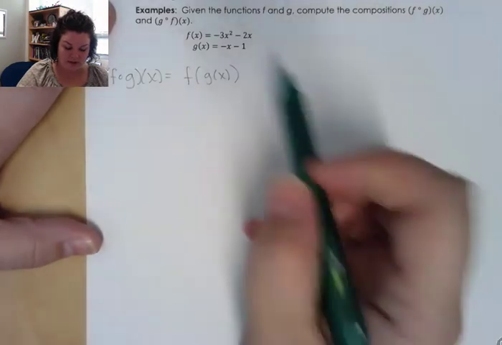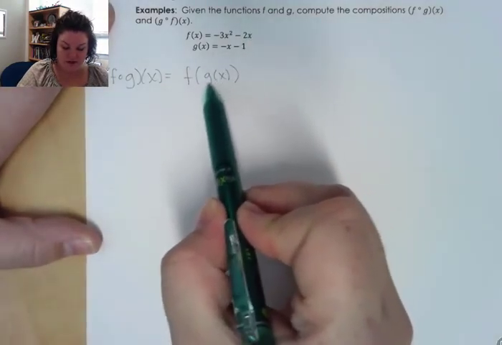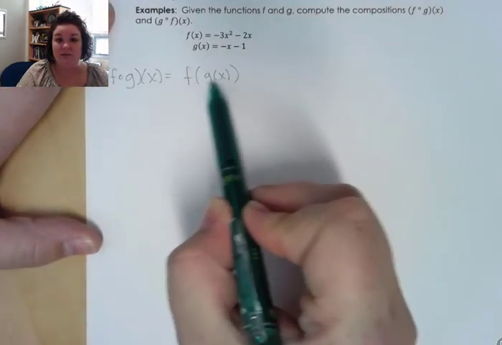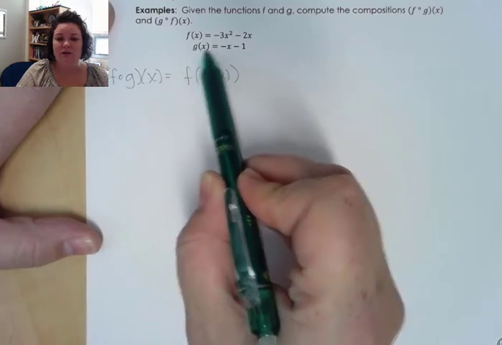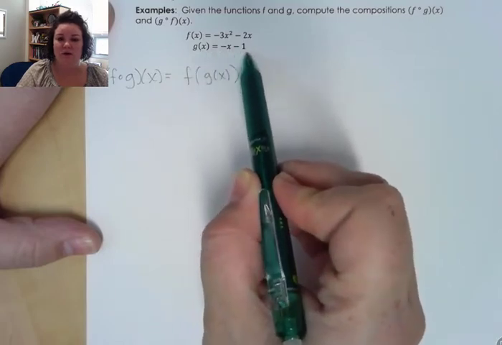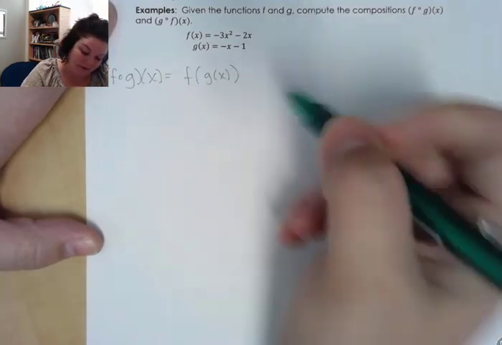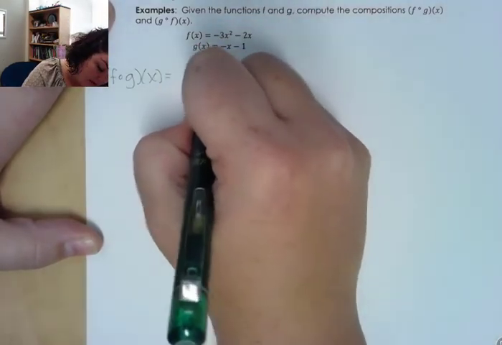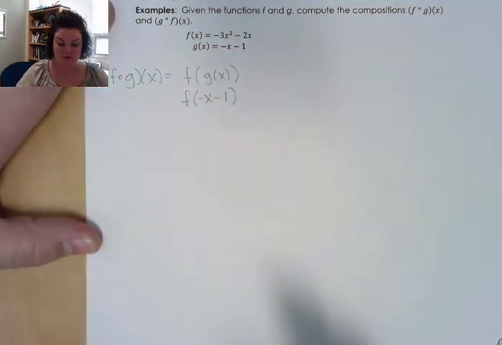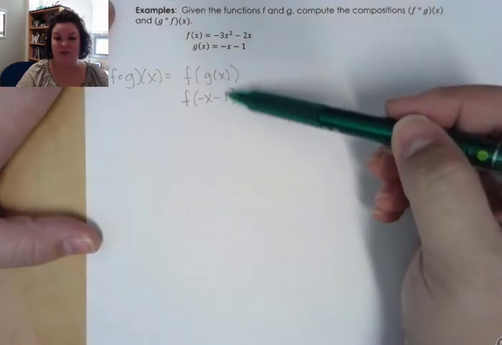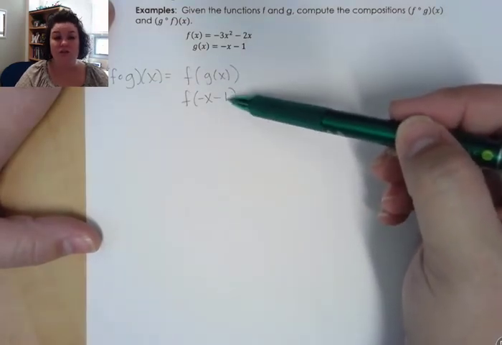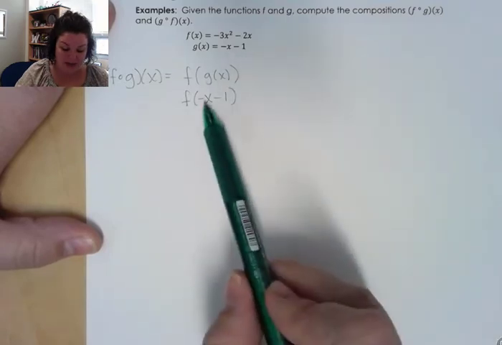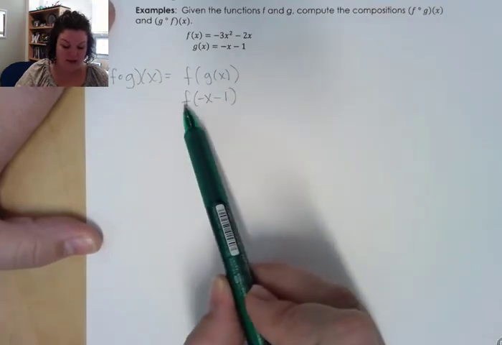So what I want to do is I just want to take whatever this g function is and write it in these parentheses. So if you look up here, our g function is negative x minus 1. So I'm just going to replace this g of x with negative x minus 1. Okay, right? We all agree that is the g function. So I'm just writing in what the g function is. Now that is what I want to plug into f.